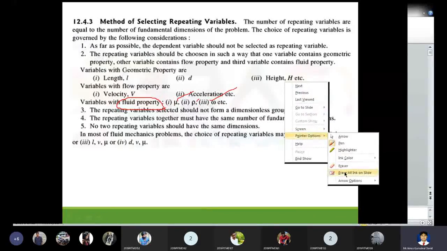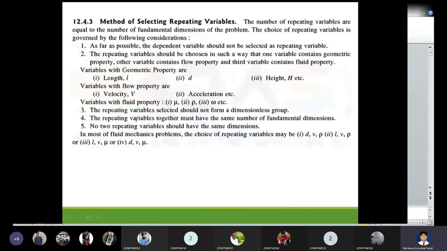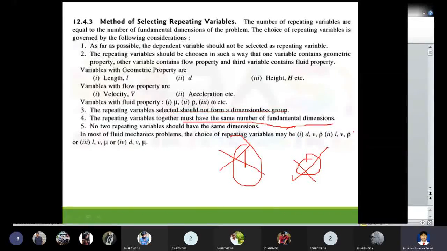Some other conditions are also there. One is that repeating variables should not form a dimensionless group, so finally it should not come to 1 or 0 or something like that. It should have some dimensions in the end. That's what the third condition means. The fourth is that the repeating variables together must have the same number of fundamental dimensions as the variables, and no 2 repeating variables should have the same dimensions. It should not be like L comma L. The final value should not be like that.